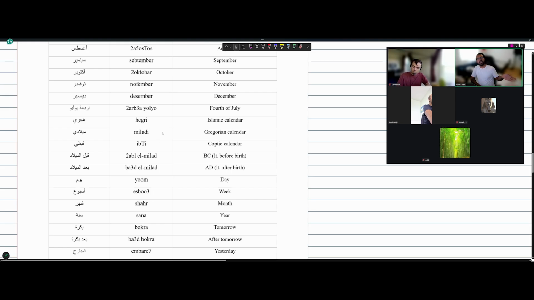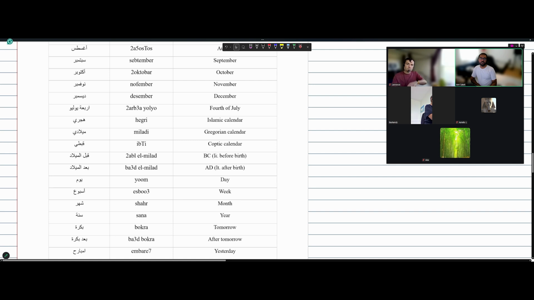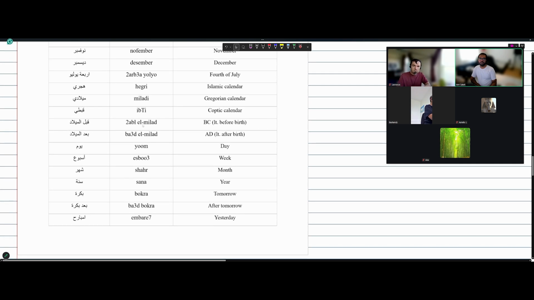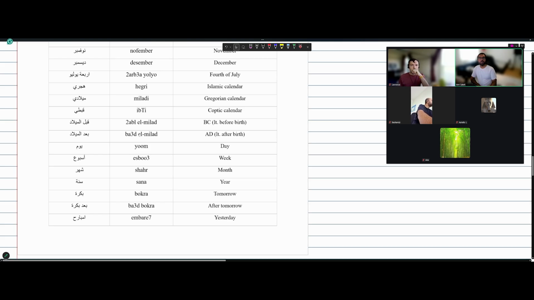Miladi would be the Gregorian calendar. It literally means birth. So it's the birth calendar. And the Coptic calendar would be Ibti. For BC, it would be Abl al-Milad, so literally before birth. And AD would be Bad al-Milad, so literally after birth. So you say year 50 before birth or after birth.